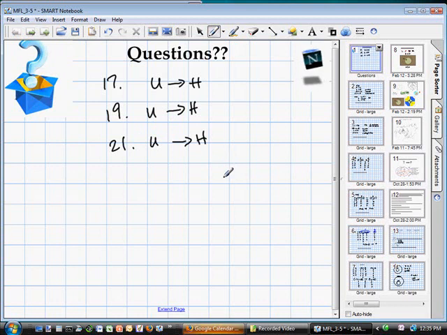And from 19 to 21, it was an English thing. From 17 to 19, it was a term thing, the term necessary. So I hope I helped. Other questions?